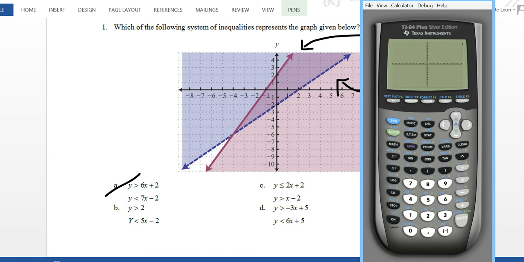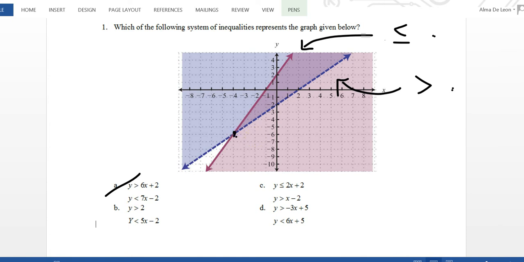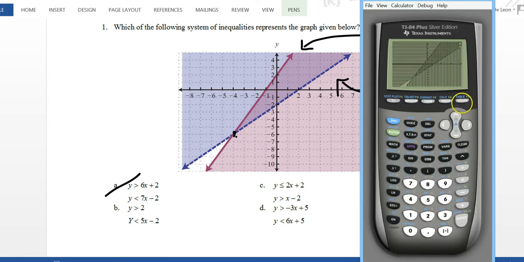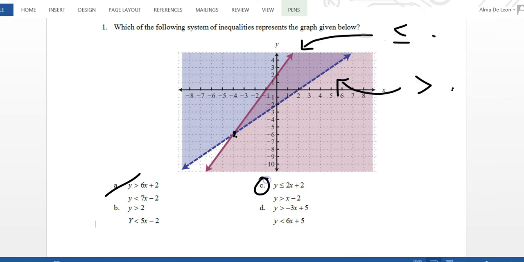Now if I press graph, that's my first inequality and that's my second inequality. That actually does match our graph here. And if I really wanted to check it, I know that these graphs intersect at -4, -6, right there. So I should be able to find that point on my graph. If I press second graph, on my table, when x is -4, I do see that I have the point -4, -6 on both lines. So my answer here is C.